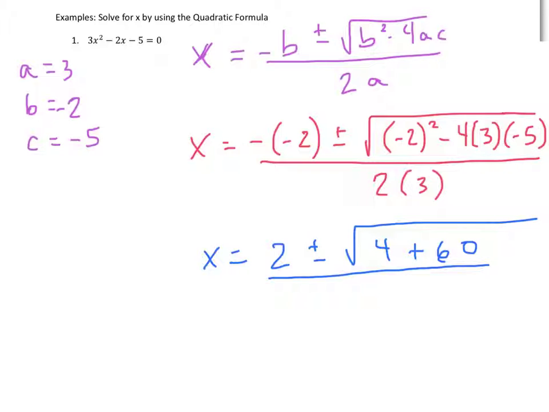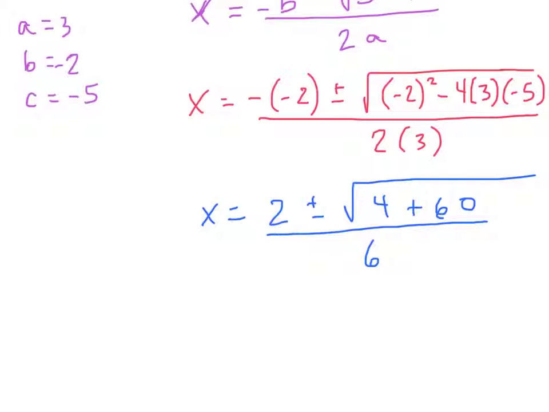And then down here we'll simplify that to 6. Alright, so now we have x equals 2 plus or minus, that'll be the square root of 64, which would be 8, and we'll divide that by 6.